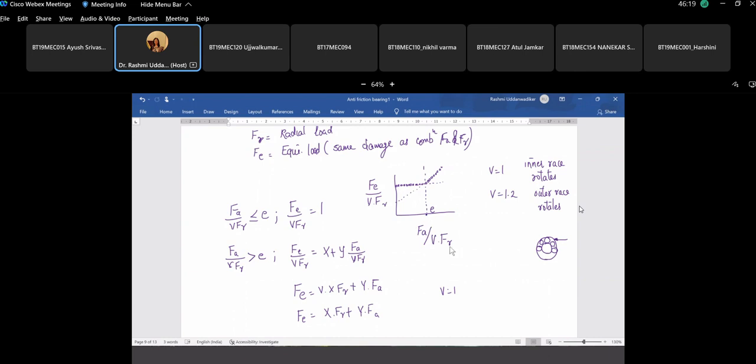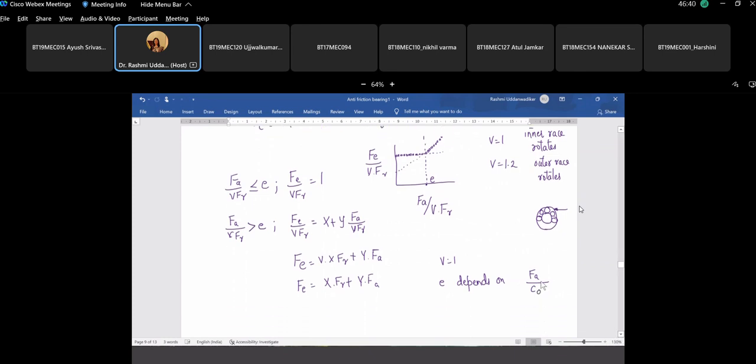And what is this E? This E is the point where the slope of the graph changes. This depends upon the ratio of axial load upon the static load carrying capacity. So as the load and the static load carrying capacity change, the value of E changes. And so in the table on page number 4.4, the value of FA by C naught is given, and accordingly the value of E is given. There is no direct correlation, but as the value of FA by C naught changes, the value of E also changes, or it increases.